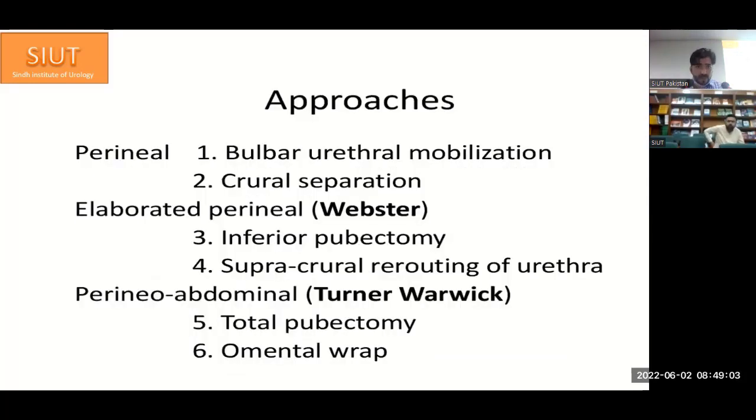Approaches. Perineal approaches: bulbar urethral mobilization, crural separation, elaborated perineal, this is Webster. Inferior pubectomy, supracrural rerouting of urethra, or perineo-abdominal approach, this is called Turner-Warwick, total pubectomy or omental wrap. These are the steps basically.